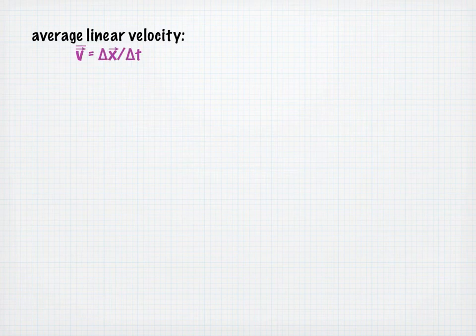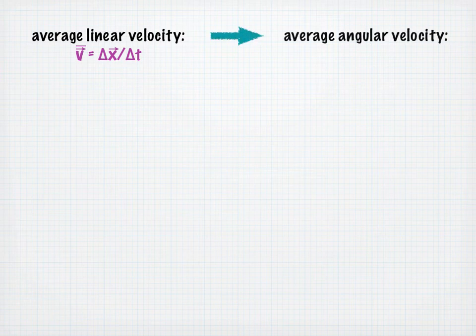Earlier, we found average linear velocity by dividing the displacement by a time interval. Similarly, average angular velocity is found by dividing the angular displacement by a time interval. Angular velocity is written as the Greek letter omega. Angular displacement is given in radians, so angular velocity is in units of radians per second.